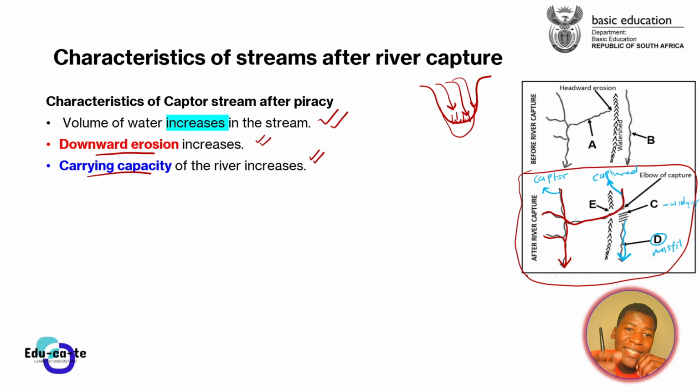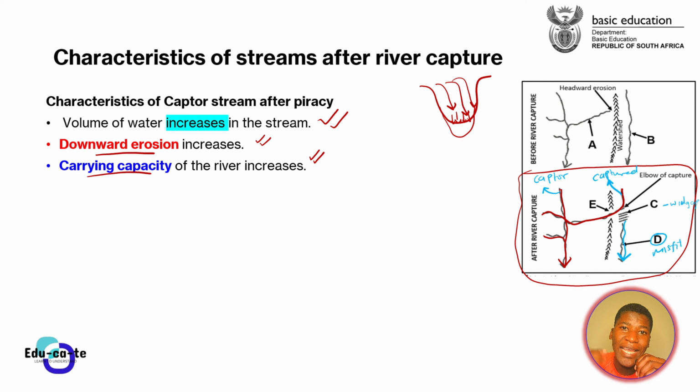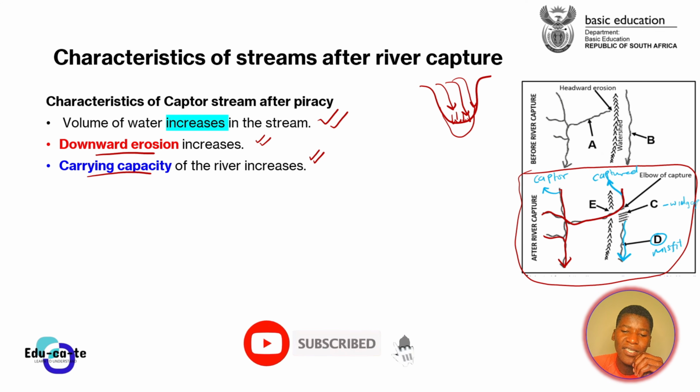So this captor stream will be able to carry more eroded materials because it has now got a larger volume of water. Since it has stolen the waters of the captured stream, it has a larger volume of water and can carry more eroded materials. Hence, the carrying capacity of the river increases.